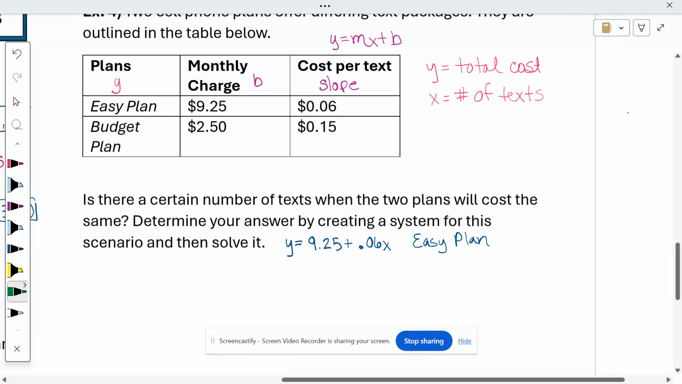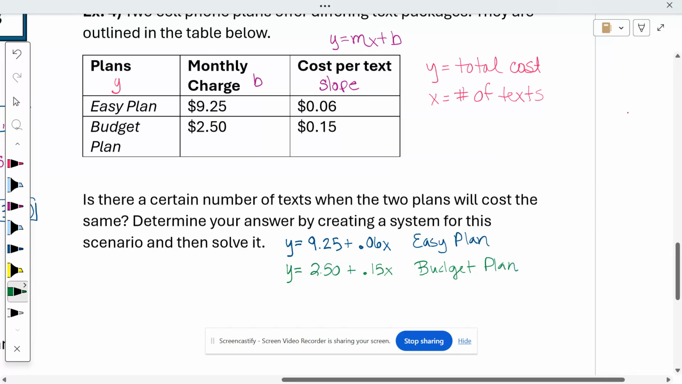The budget plan has a monthly charge, so my total cost is my monthly charge, $2.50, plus a cost of 15 cents per text, and this is my budget plan.